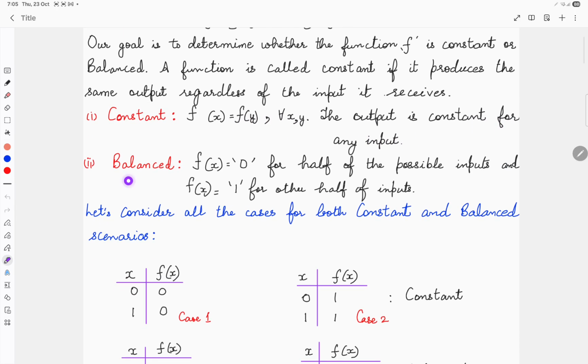Now, what is a balanced function? For a balanced function, f(x) is 0 for half of the possible inputs and f(x) is 1 for the other half. That means for one half of the inputs the output will be, let's say, 0, and for the rest of the half the output will be 1, or vice versa.